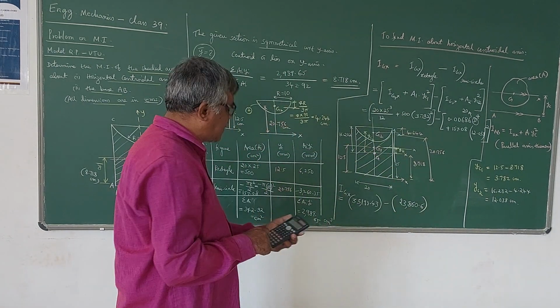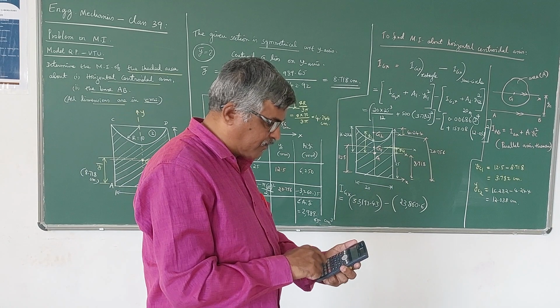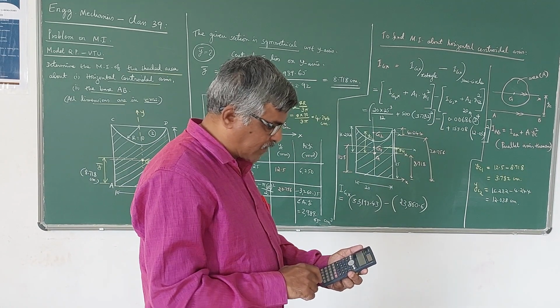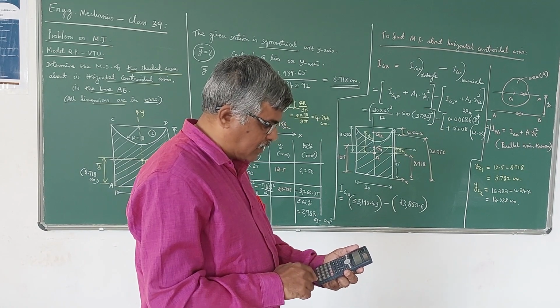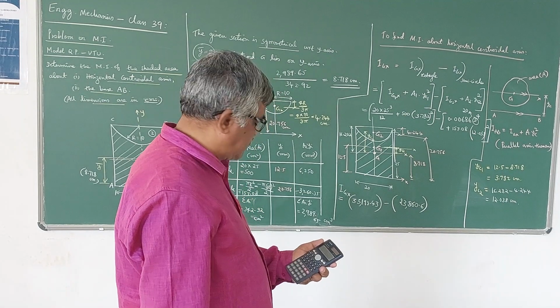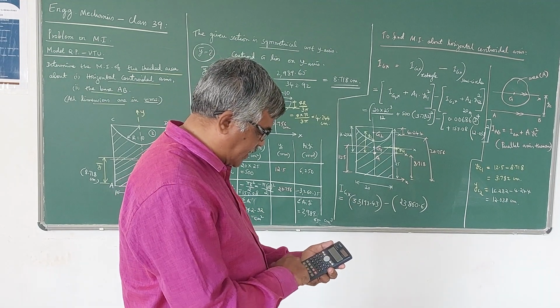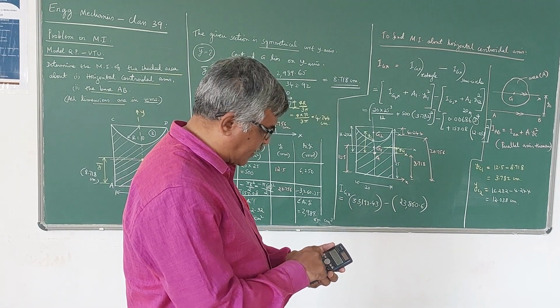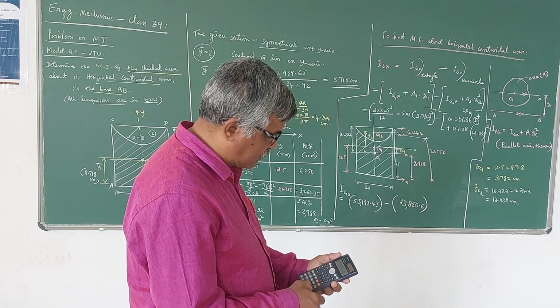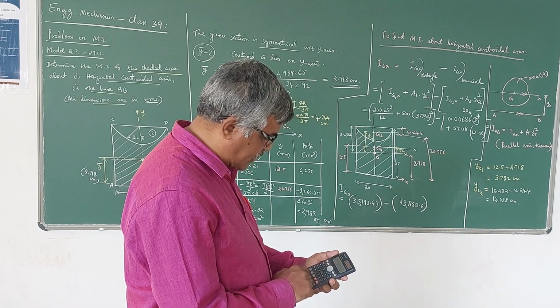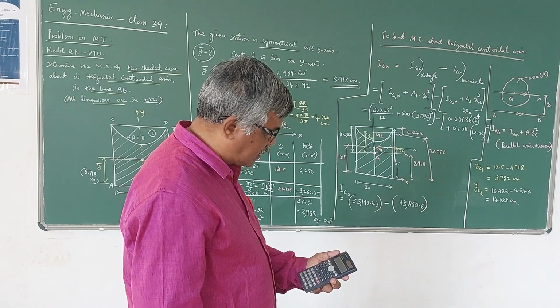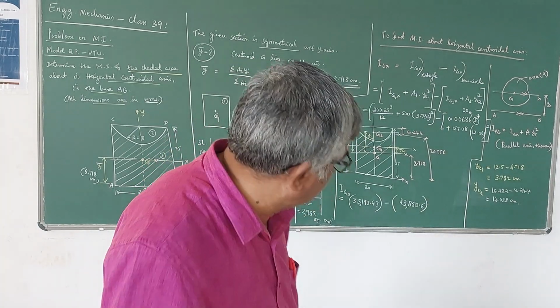Once again I will check. 20 into 25 cube for the rectangle, divided by 12. So 20 into 25 cube divided by 12 is 26041.